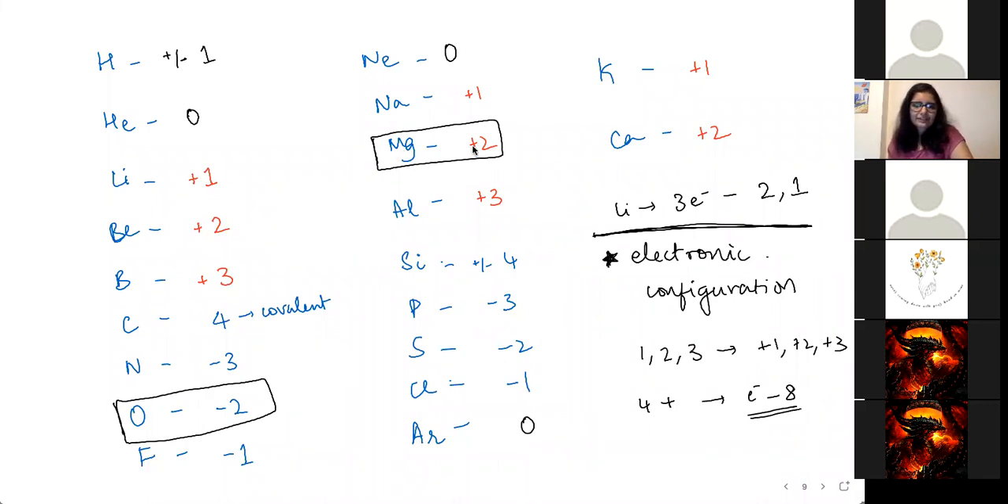Simple. Magnesium is +2, oxygen is -2. So if I take 1 magnesium and 1 oxygen, they get cancelled out. It's equal. So you have MgO.